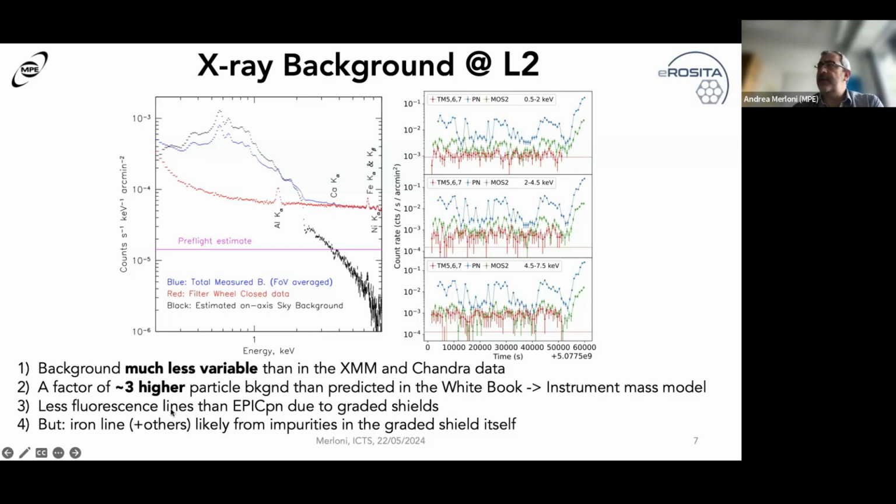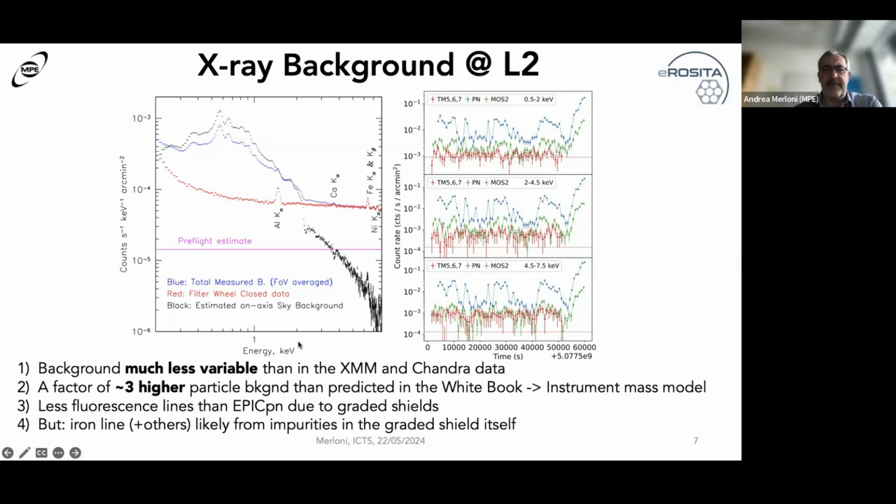Being the first telescope at L2, we have also, for the first time, probed the particle background at L2, which is the interaction of the solar wind with the tail of the Earth's magnetic field. It's called the magnetotail. And the good news is that the background, at least in the early phases of the mission, close to solar minimum, was very stable, much less variable than XMM and Chandra, which are in highly elliptical low Earth orbit. Here you see a comparison of an observation that we did of the same part of the sky with eROSITA and XMM-Newton, and the eROSITA background is the red, and the XMM-Newton is the blue, in 3 different energy bands.